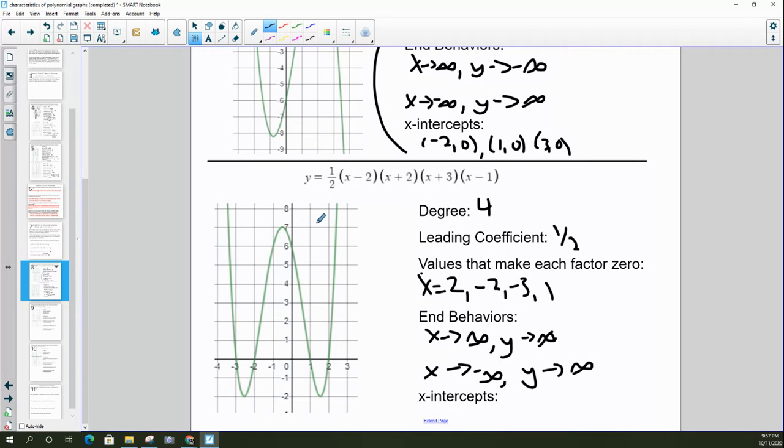Okay. Both going up because the lead coefficient is positive and the degree is even. The x-intercepts, okay, so (−3, 0), (−2, 0), (1, 0), and (2, 0). All right, and again, those are going to match up.